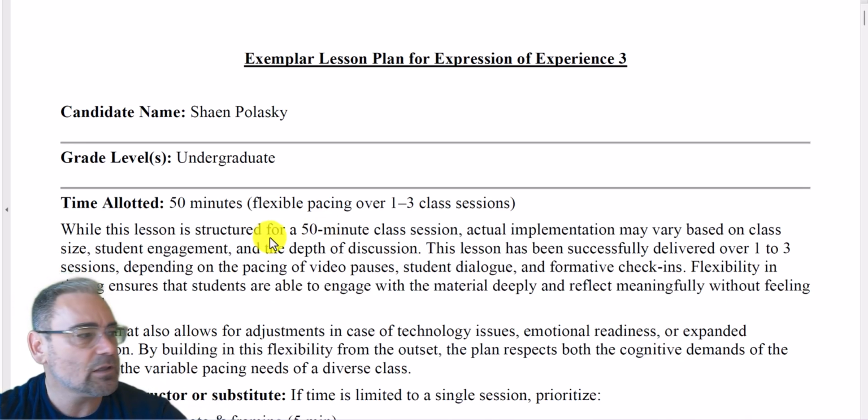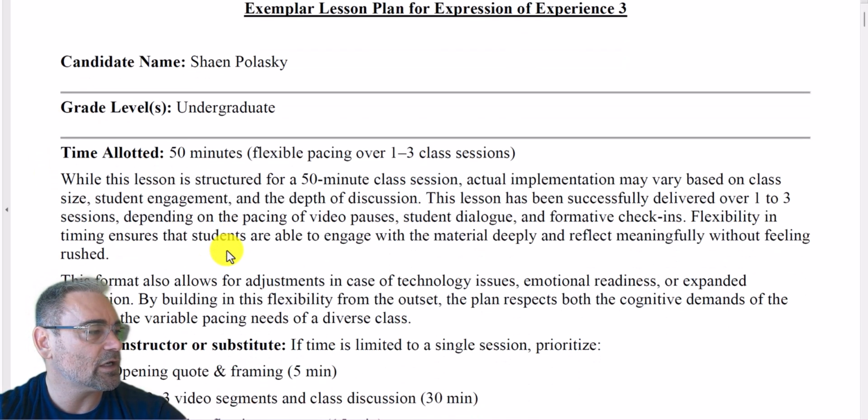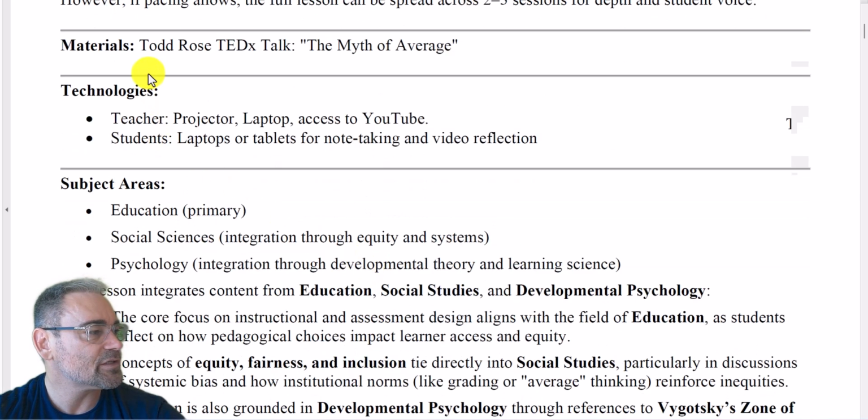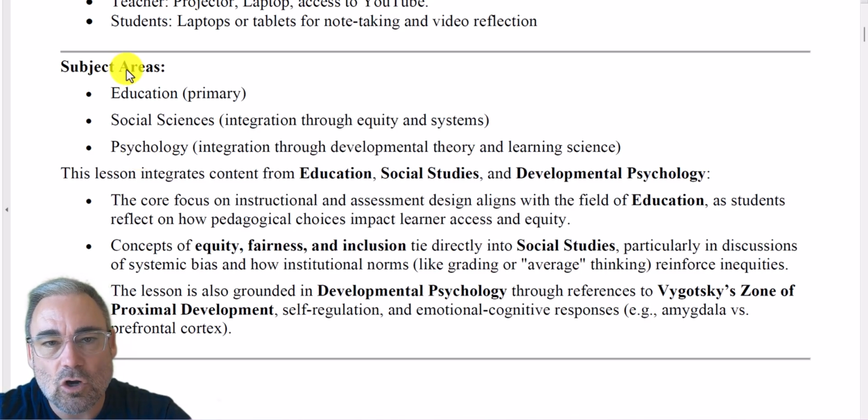So for the time allotted section, many plans listed like 20 or 30 minutes without accounting for flexibility, interruptions, or deeper engagement. The model lesson gives a baseline and explains how lessons may unfold over multiple sessions based on pacing and student needs. That's what makes it teachable and adaptable. So I'd like you to compare my time allotted section to what yours looks like. The next thing I want to draw our attention to is technologies, where I have both a teacher and a student responsibility.